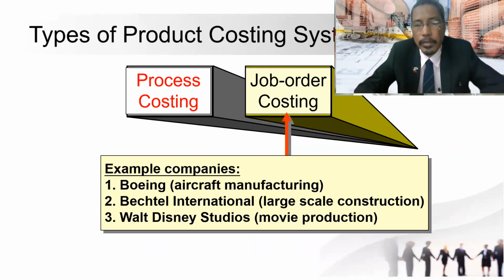What are the examples? Boeing, aircraft manufacturing. They are producing Boeing aircraft that are ordered by, for example, PAL, Philippine Airlines, and another order from China Airlines, another order from Japan.